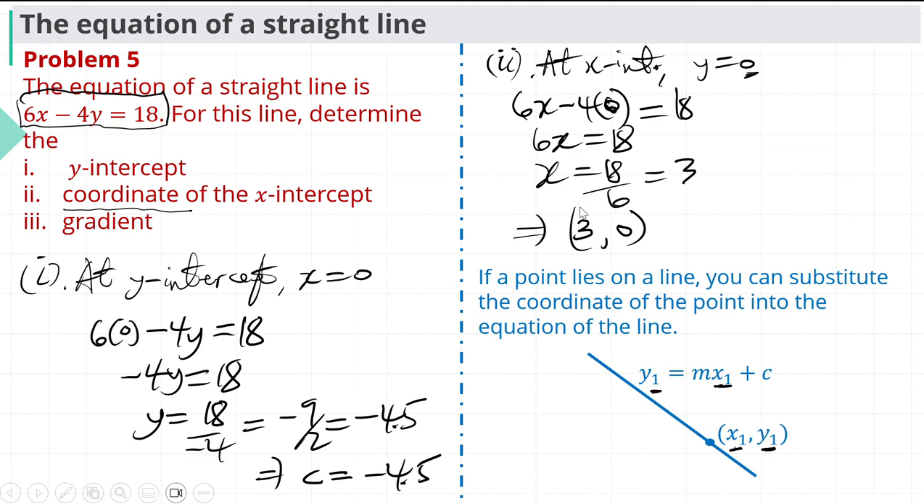Now, the third one says that we should find the gradient of the straight line.